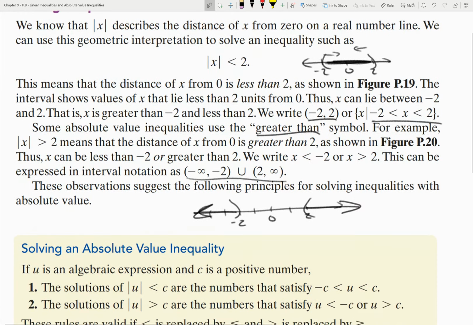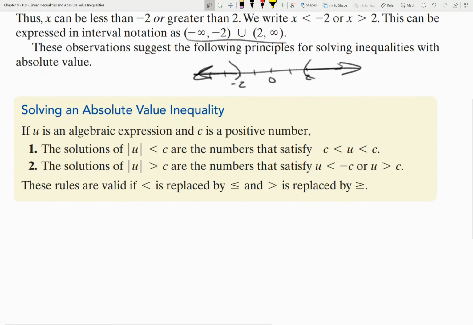Okay, so that suggests something to us about absolute value inequalities. If you have a less than inequality, you're going to have an and inequality, a compound inequality. If you have a greater than inequality, you're going to have an or inequality. It works both for less than and less than or equal to, either way.